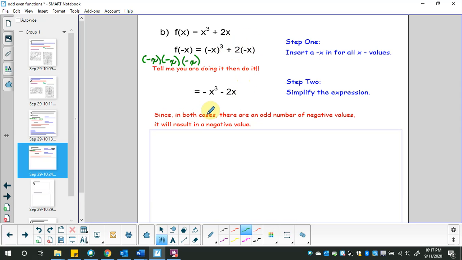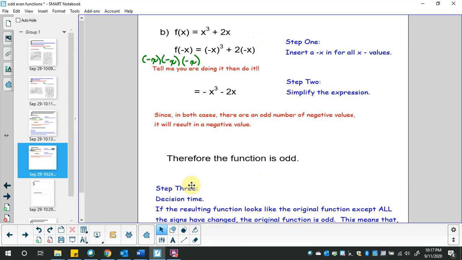So, since in both cases there is an odd number of negative values, it will result in a negative value. So, an odd number of negative values results in a negative. Now, under the big box. See, I learned. This function is odd.